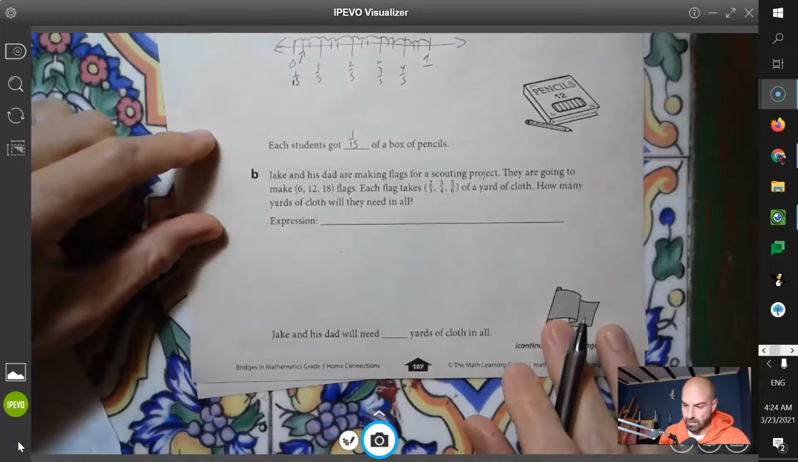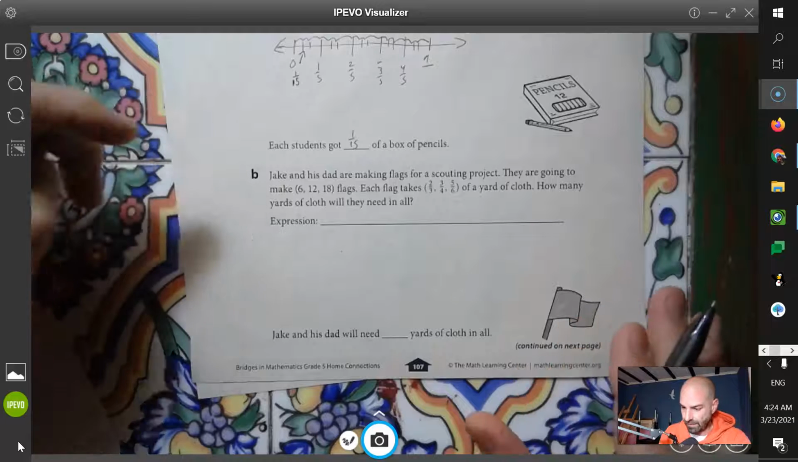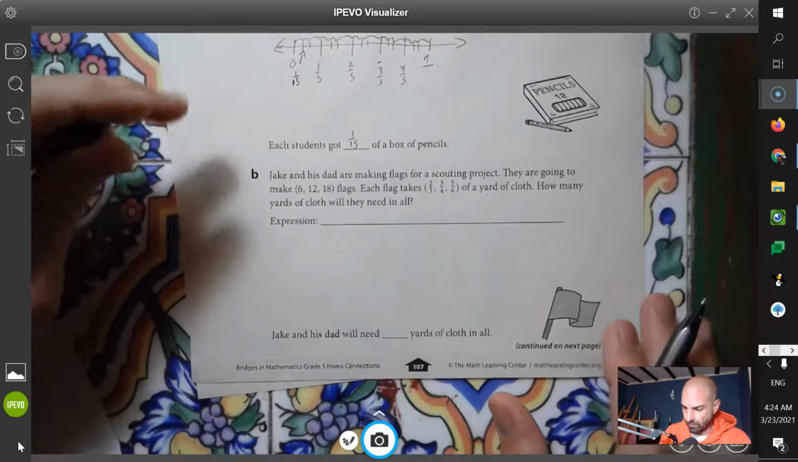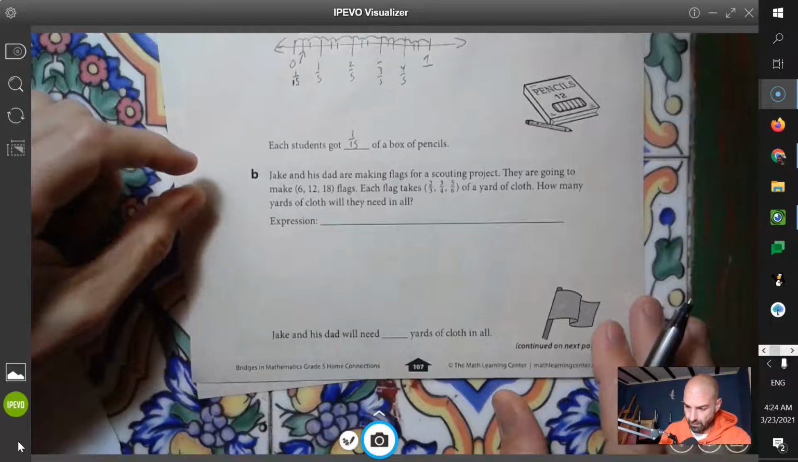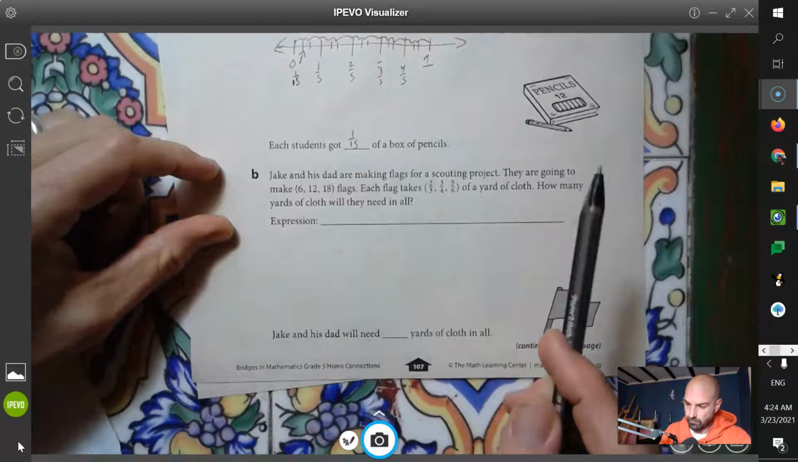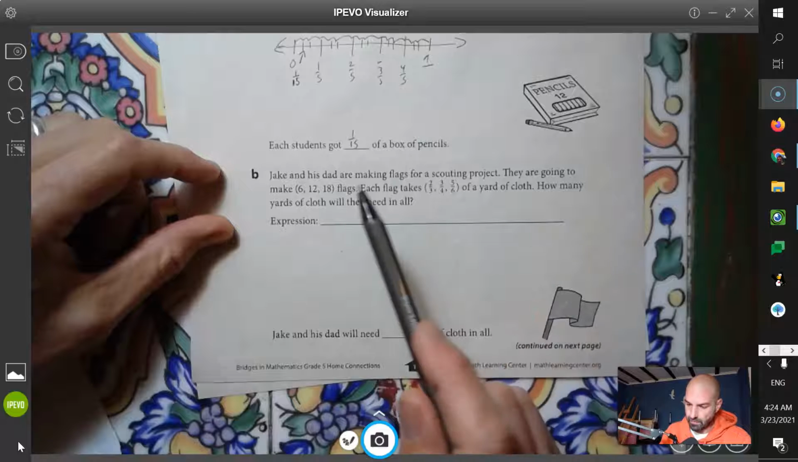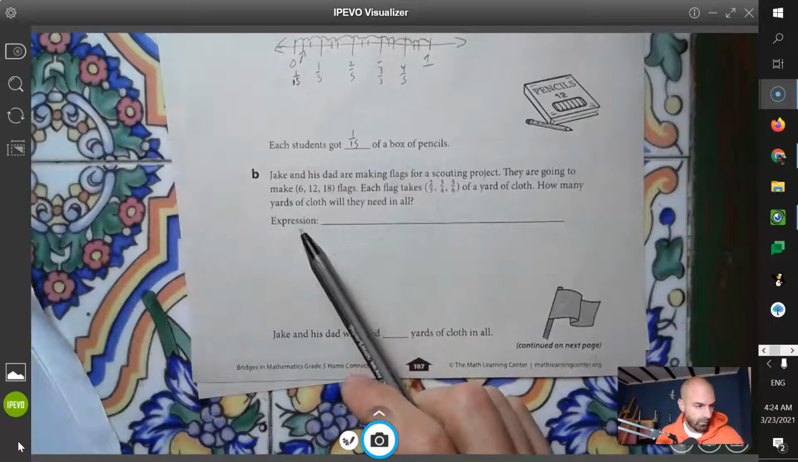All right, Jake and his dad are making flags for a scouting project. They're going to make some number of flags. Each flag takes something of a yard of cloth. How many yards of cloth will they need in all? So they want to make a certain number of flags. Each flag takes a certain amount of cloth.